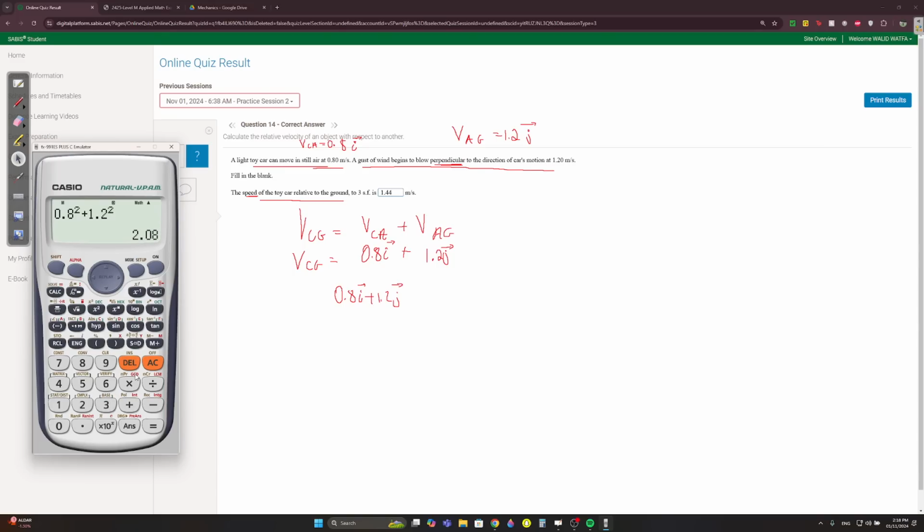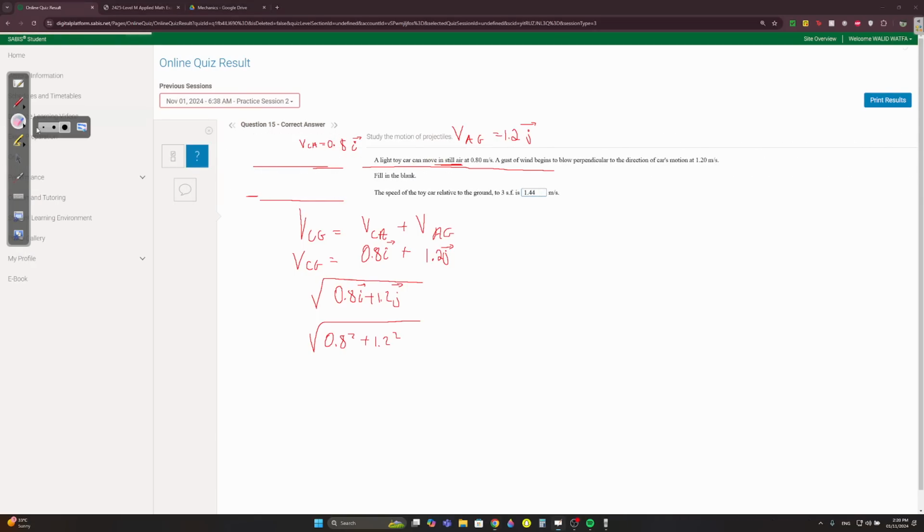Oh, you get 2.08. But I keep on forgetting that it's the magnitude. So you're supposed to do radical 0.8 squared plus 1.2 squared. I forgot about the radical. So you take this and then you do radical of your answer. You get 1.44.